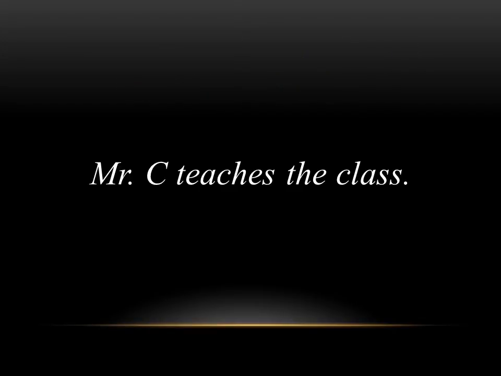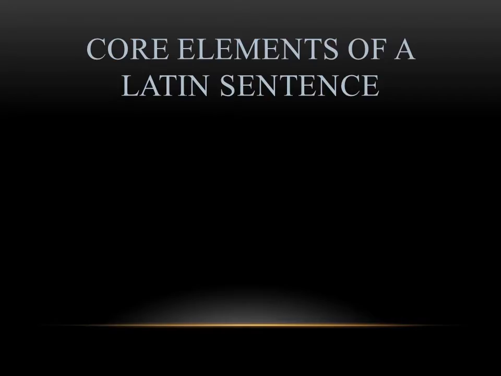And we can find it fairly easily by looking at who's performing the action. The verb here is teaching, and the person or thing doing the teaching is Mr. C. This means that Mr. C is the subject of our sentence. And what we want to do is mark that with an S so that we can recognize it. This is our subject.